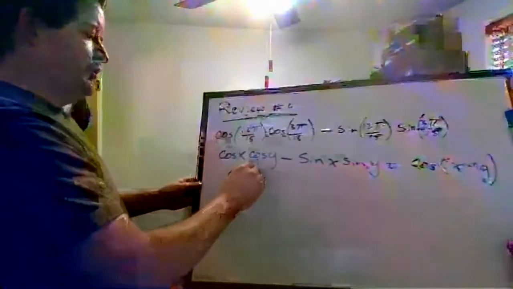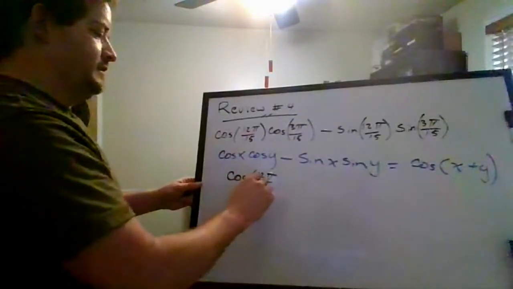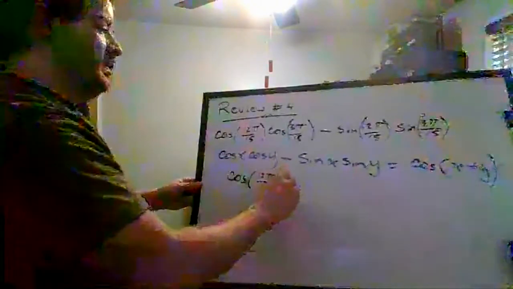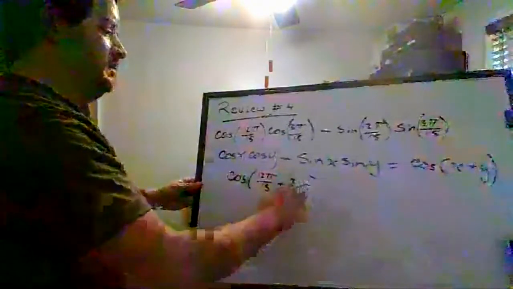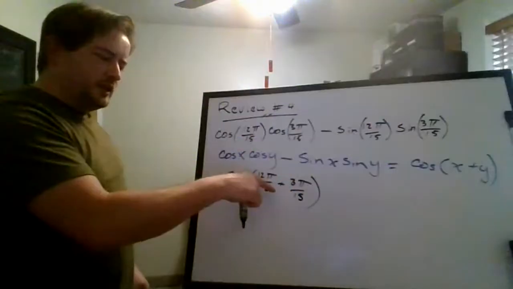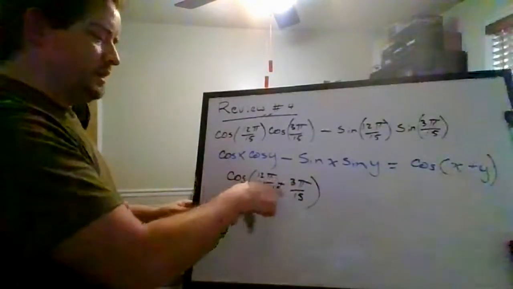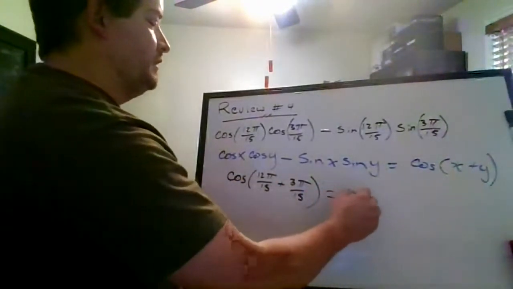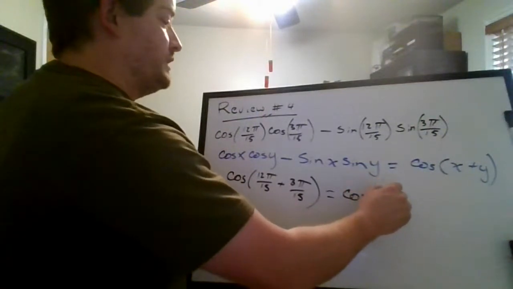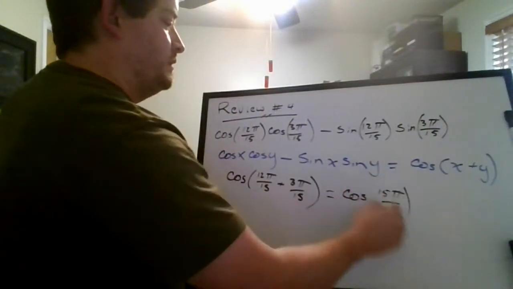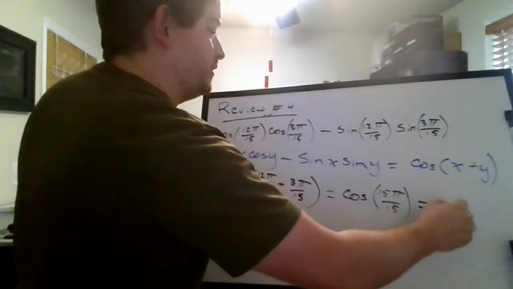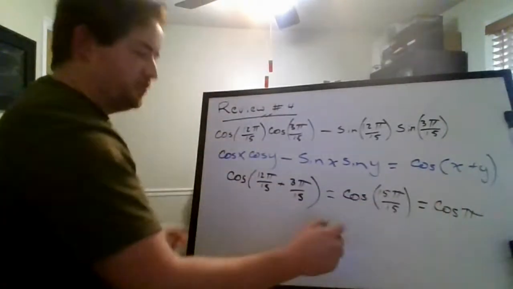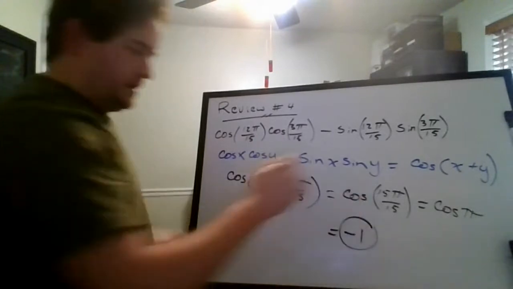I will have cosine of x, which is 12 pi over 15, plus 3 pi over 15. Right? I'm going to add these two together inside the cosine. 12 plus 3, they're the same denominator, so I can add these, but this is the same thing then as cosine of 15 pi over 15. But that is the same thing as cosine of pi. Cosine of pi is -1.